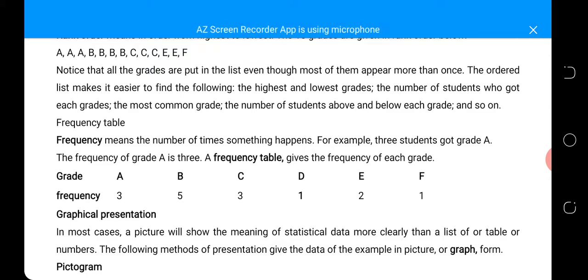Another thing I want you to notice in preparing a frequency table is that the frequency table can be prepared horizontally as shown in the example given, or vertically. In vertical presentation, the grade will be on the first column while the frequency will be on the second column, and arrangement will be done vertically downwards.